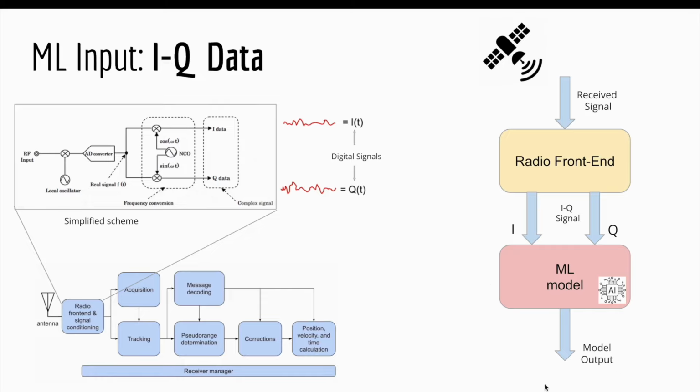On the right part of the slide, you can see a really simplified scheme. So we have the satellite transmitted signal, we have the receiver signal, we have the radio front end, and then these IQ signals are used by the ML model to produce the output we want. And of course, the nature of the output is completely related to the application. I think that now it is a bit clearer, so let's go and see the application of ML in GNSS.